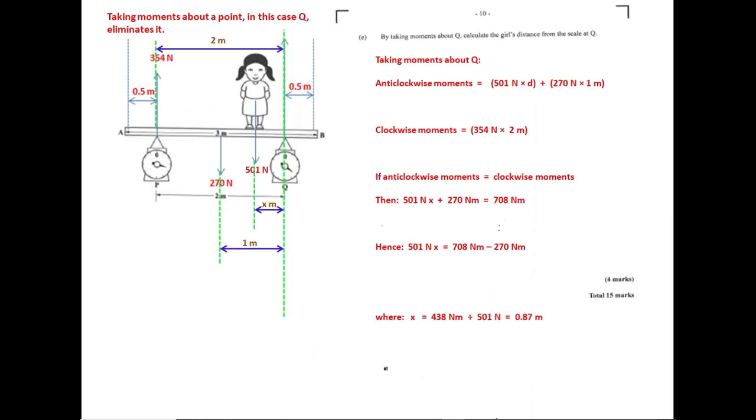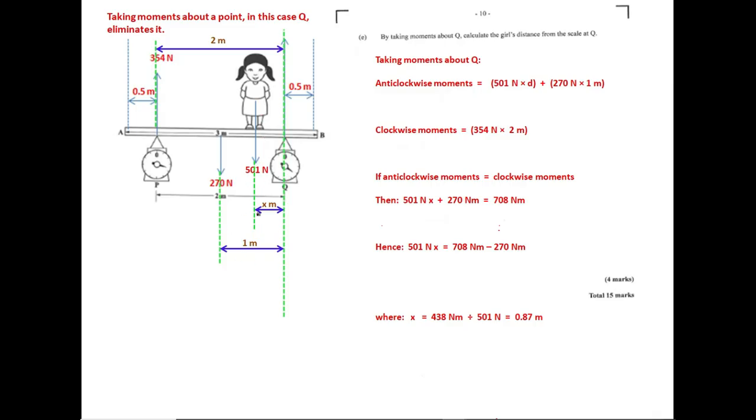Okay, so moving on. It says, by taking moments about Q, calculate the girl's distance from the scale at Q. So if we take moments about a point, in this case Q, that would eliminate it. So we're not going to even think about the 417. So this would be an actual pivot. So just imagine this is some type of pivot, and we're just dealing with it as the force is acting towards this particular pivot, so we're ignoring it. So we're going to look at the forces here.